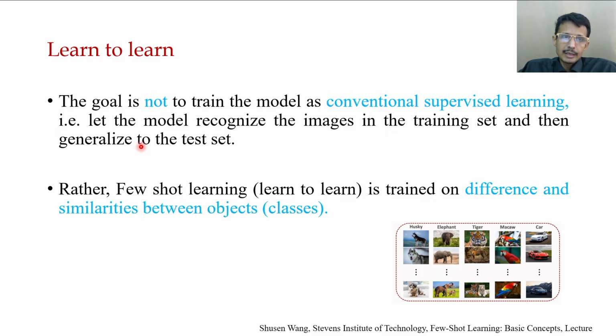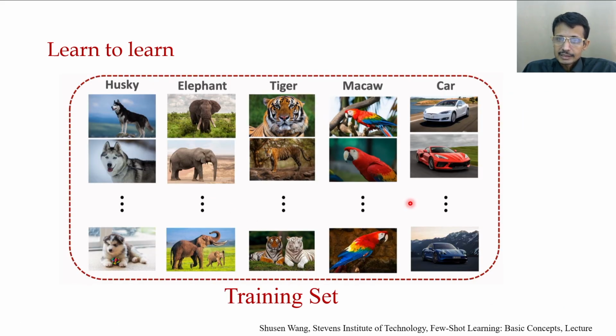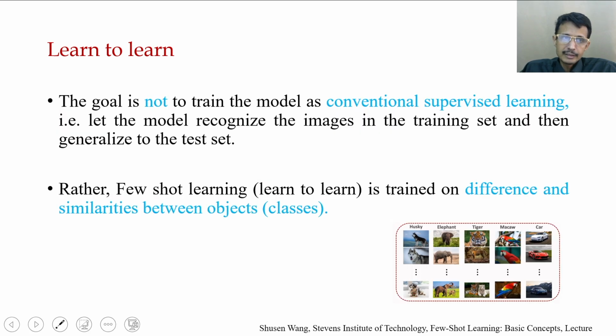But the goal is not to train the model with conventional supervised learning. So given this data set, what is our goal here for learning to learn? Conventional supervised learning lets the model recognize the images in the training set and then generalize to the test set. This is the basic objective of conventional supervised learning, but at this moment it is not our goal. In few shot learning, that is, learning to learn, the model is trained on differences and similarities between objects and classes.